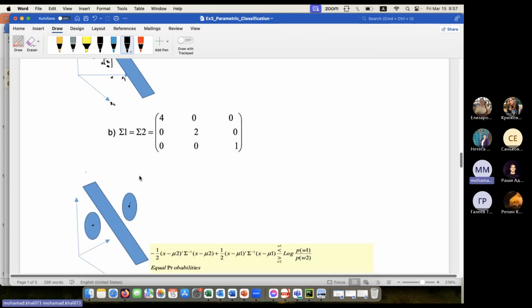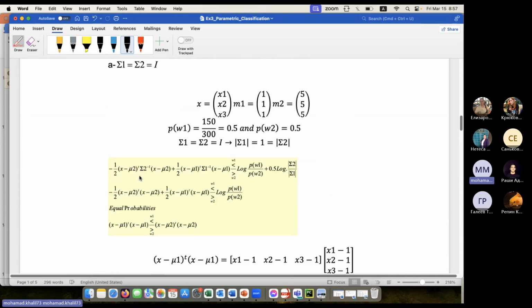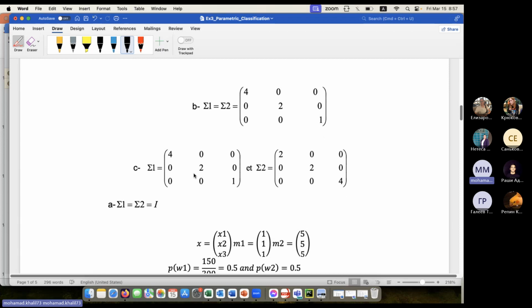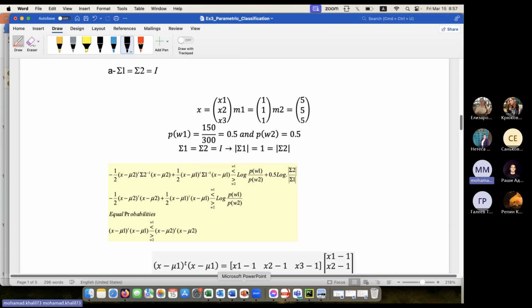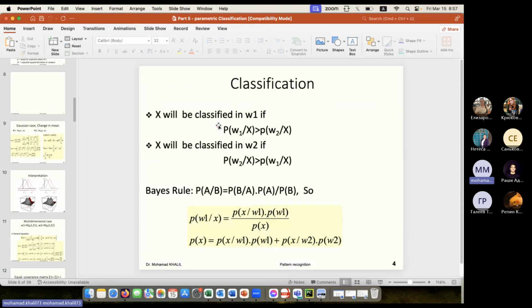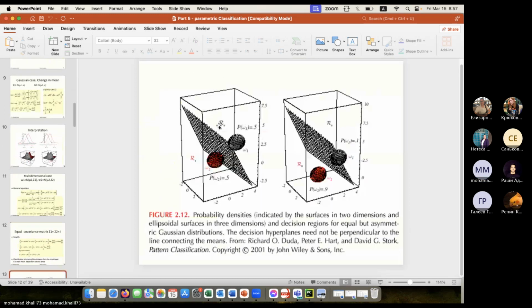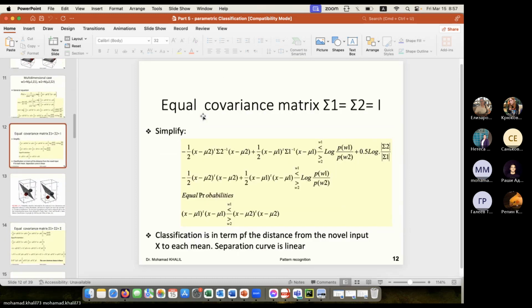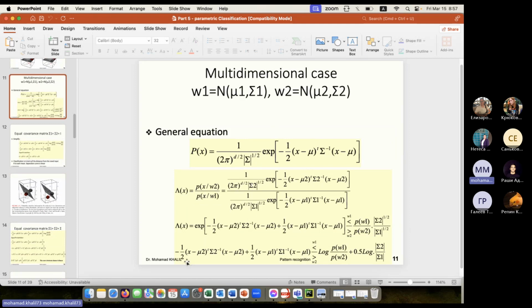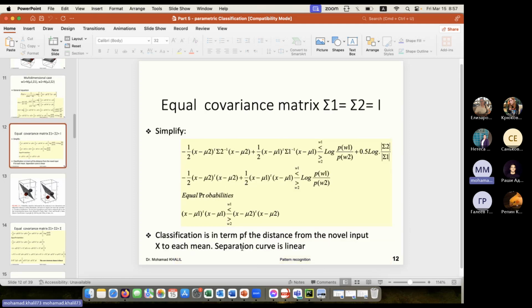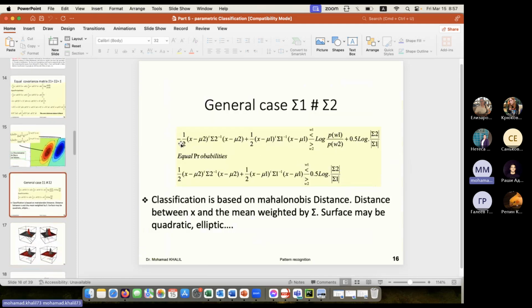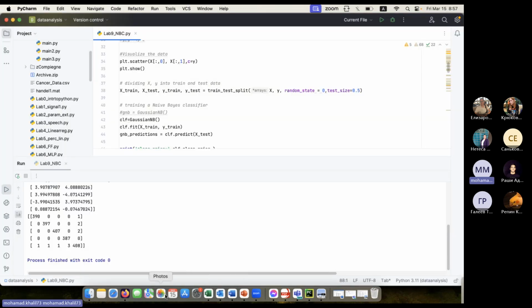Now, look. We will take the general case, part C. If you have the general case, sigma 1 and sigma 2 are different. So we have to start really from the beginning, not from here. You have to start from this general equation. When we have different covariances, as I said, you have to start from the beginning. If you start from the beginning, what do you have?